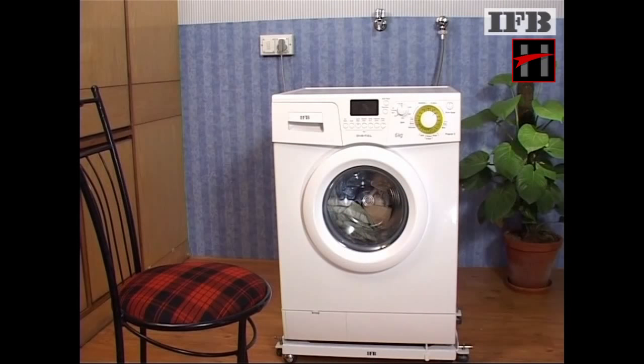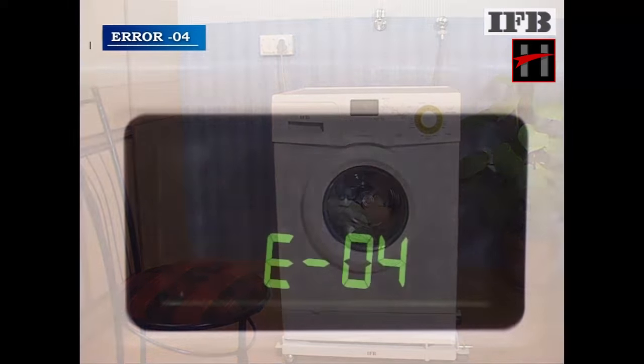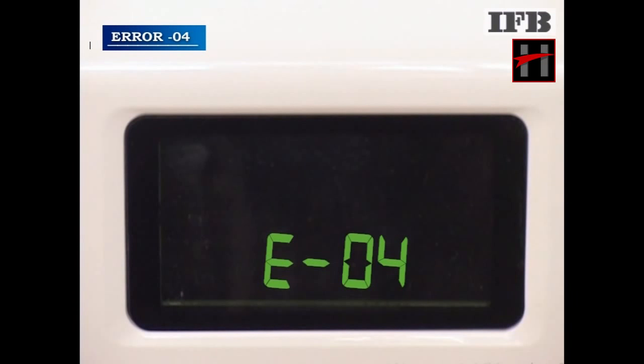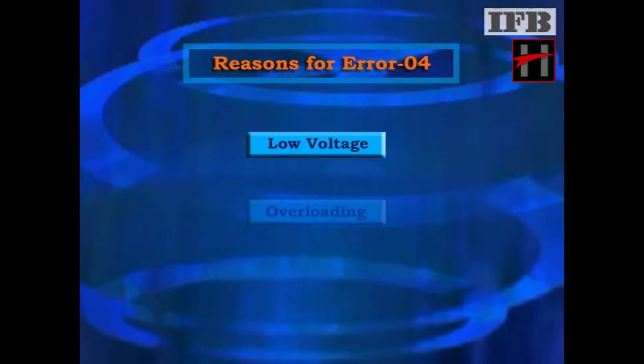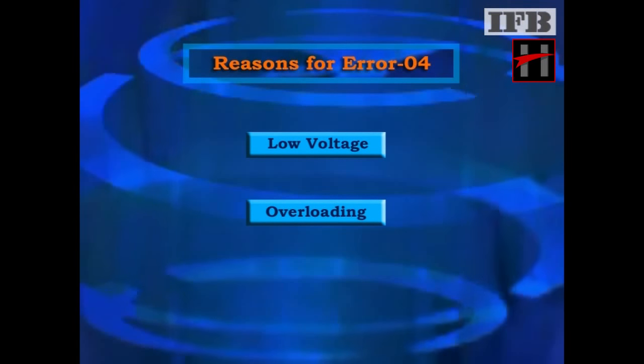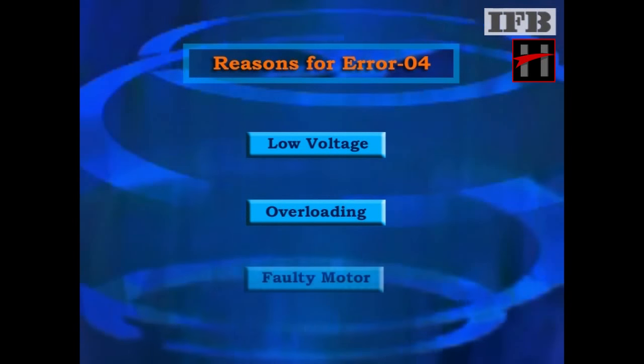If error 4 is being displayed on the panel of the machine, this may be due to the following reasons: low voltage, overloading of clothes, or faulty motor. Let's discuss the reasons one by one.